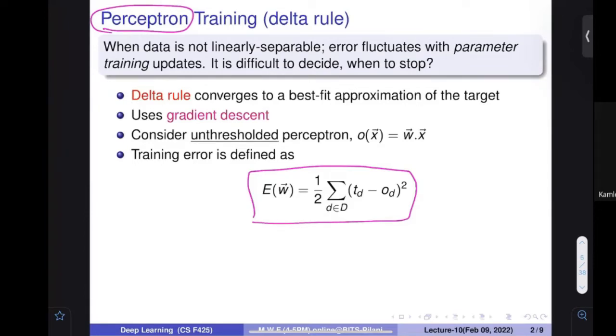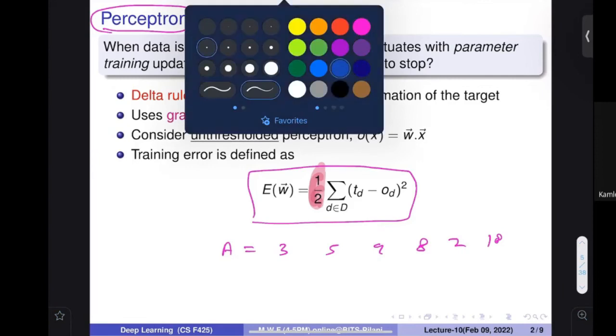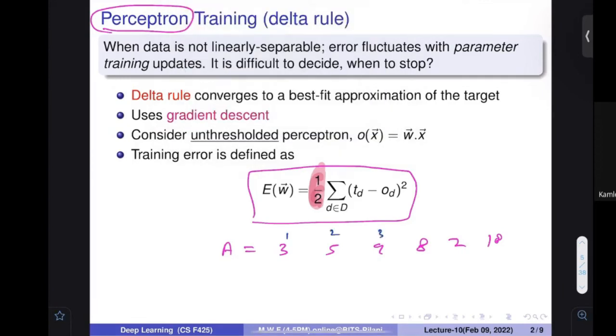You may be asking, sir, why is there a half? So half is just a constant parameter. Let's assume that I have an array with values 3, 5, 9, 8, 2, 8, 18, as the first item, second item, third item, fourth item, fifth item, sixth item, and I want to find out at which particular index the minimum is there. Can you tell me at which index the minimum is there? It is on 5. Am I right?